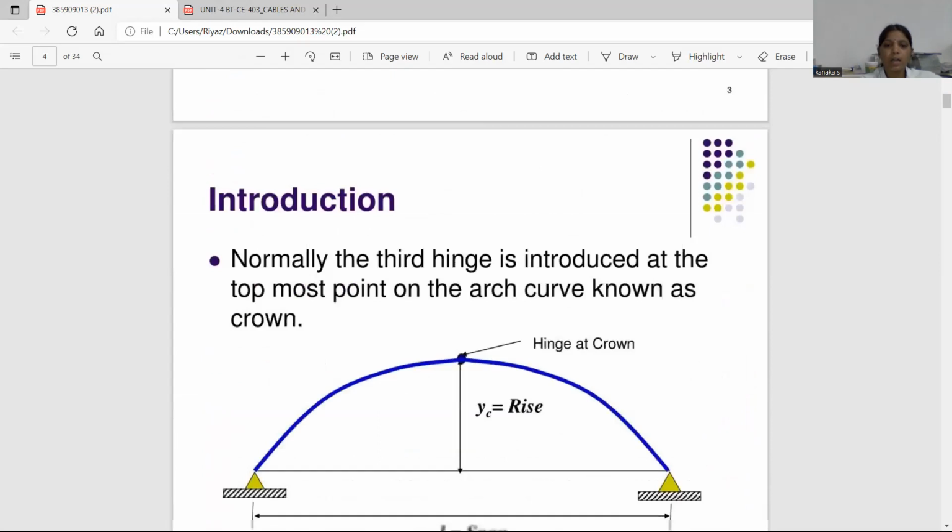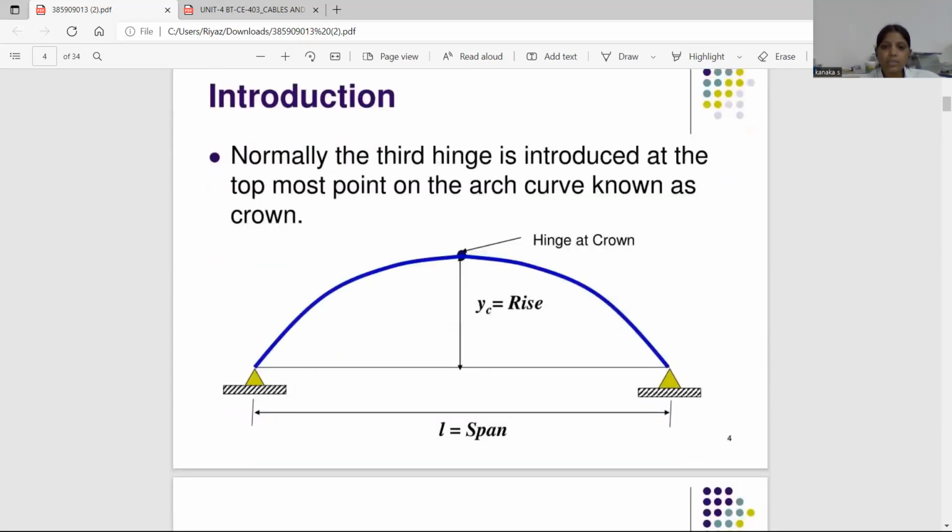Normally the third hinge is introduced at the topmost point on the arch curve, known as the crown. This point is the crown, the hinge at the crown. This height is yc, the rise. A and B are the supports, and the distance between them is the length of the span. This is the parabolic arch. This is the first hinge, this is the second hinge, and the center point is the third hinge.